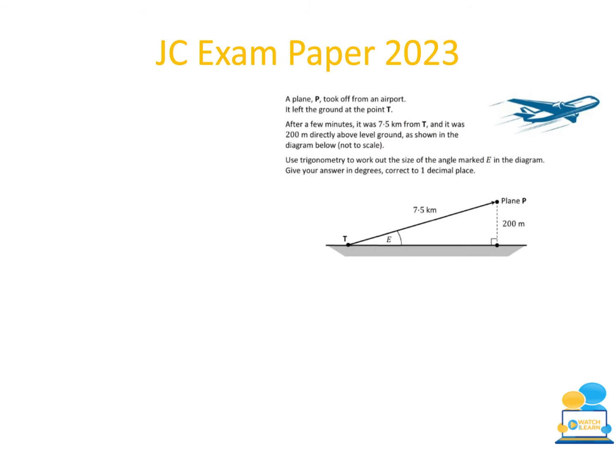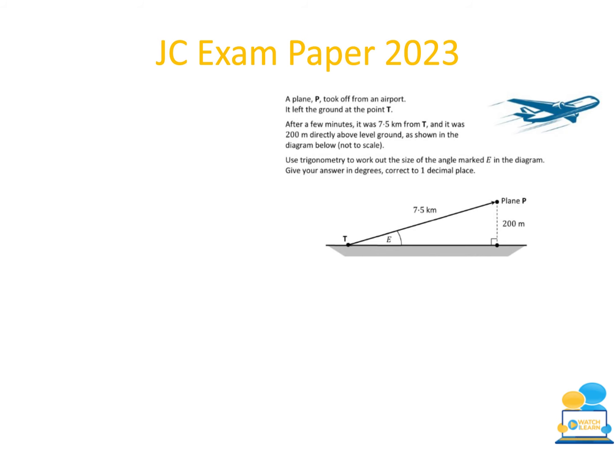Okay, so looking at our first question from the 2023 paper, it says that a plane P took off from an airport. It left the ground at point T. After a few minutes, it was 7.5 kilometers from T, and it was 200 meters directly above level ground, as shown in the diagram below. Use trigonometry to work out the size of the angle marked E in the diagram and give your answer in degrees correct to one decimal place.